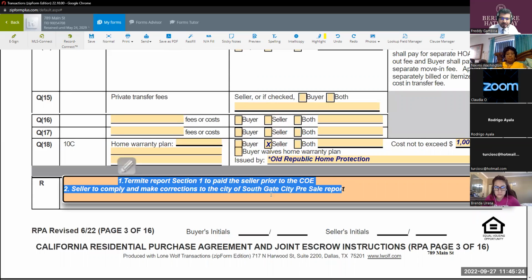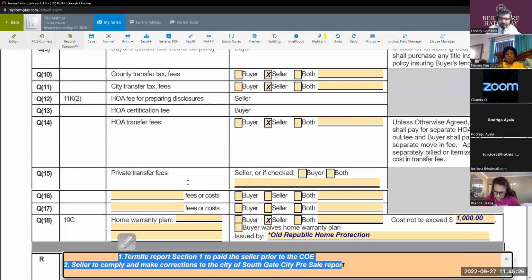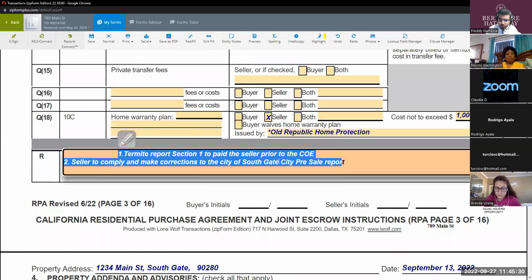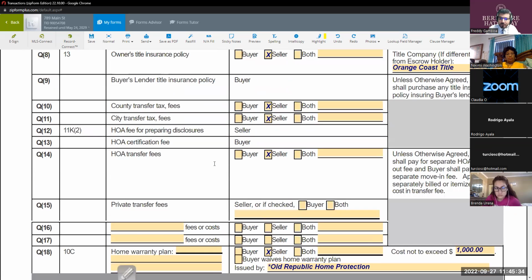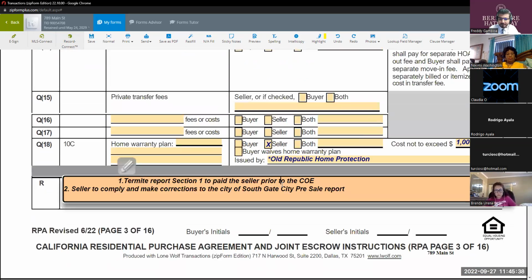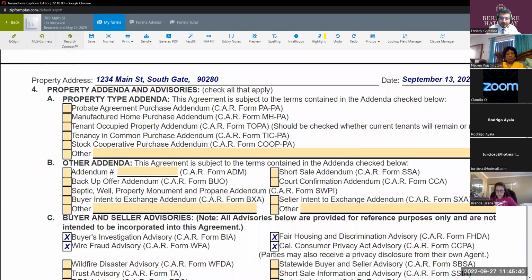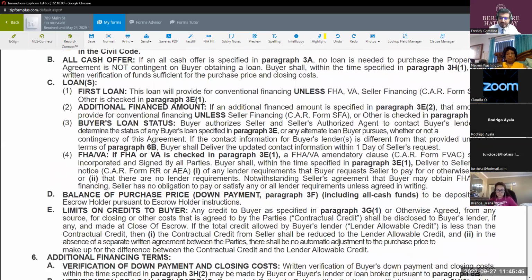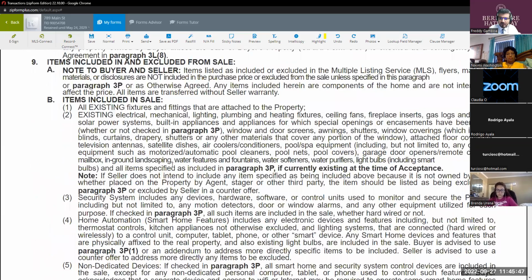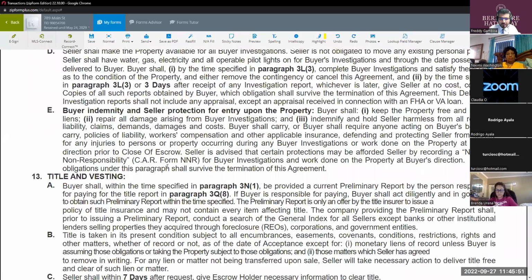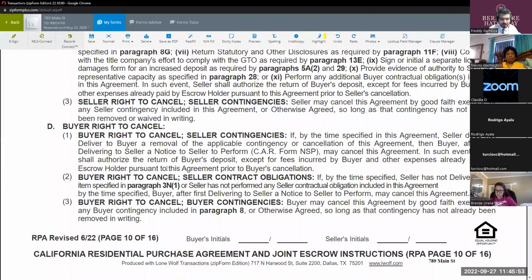Because again, if your seller wants to pay only for the report, but not for the completion of that report, you have to let him or her know, look, they want you to pay for the work and the termite report as well. And anything else right there? Okay, that's it. And then go to page, I believe page 15, I believe it is. Okay. Page 15.